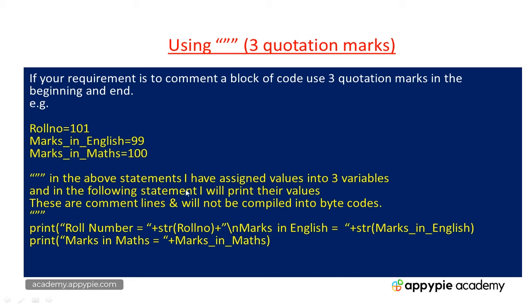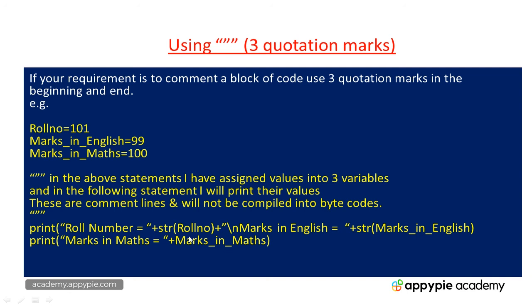So this is something in the above statement. I have assigned values into three variables, and in the following statement I will print their values. And other things, these are comment lines and will not be compiled into bytecodes. So this whole block will become comment lines, and they will not be part of the actual program.